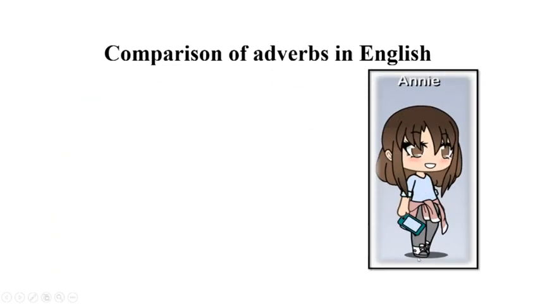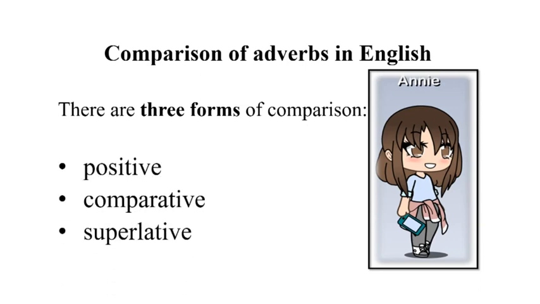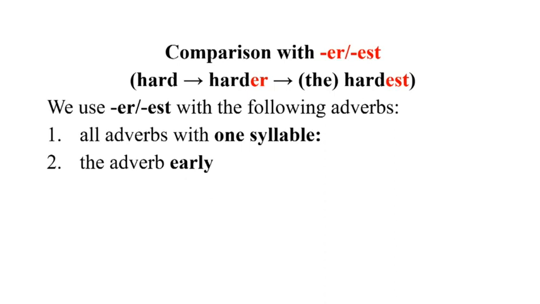Good. So, comparison of adverbs in English is very similar to comparison of adjectives in English. And you all know comparison of adjectives. So there are three forms of comparison, of course. As for adjectives, it's positive, comparative, and superlative. Comparison with ER, EST: hard, harder, the hardest. So we use ER, EST with the following adverbs: with all adverbs with one syllable, and with the adverb early.